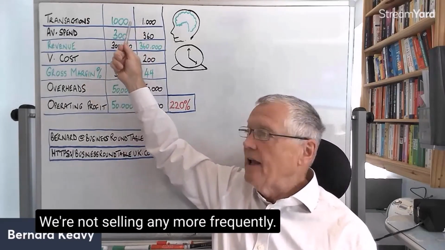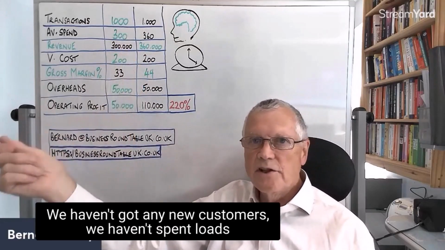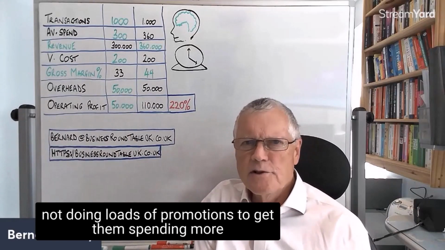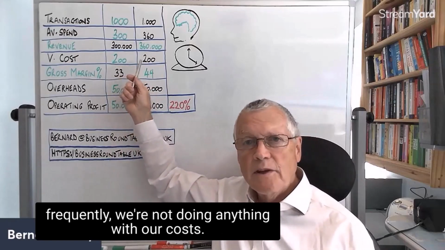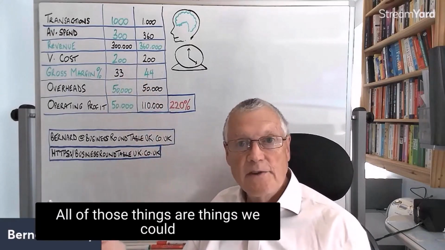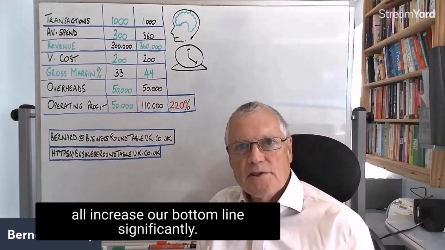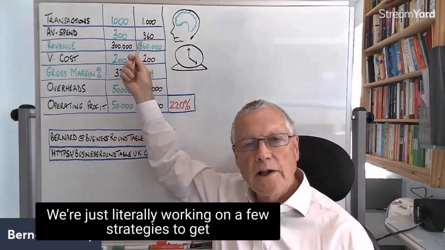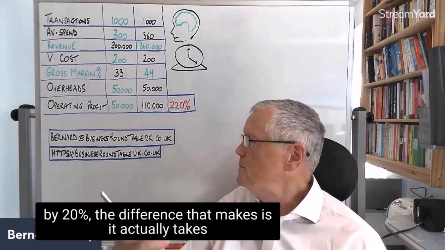We're not selling any more frequently, so our number of transactions hasn't changed. We haven't got any new customers. We haven't spent loads of money on marketing to get new customers in. We're not doing loads of promotions to get them spending more frequently. We're not doing anything with our costs. All of those things are things we could be doing, by the way, and they would all increase our bottom line significantly, but we're not doing any of that. We're just literally working on a few strategies to get the average spend each time someone buys from us up by 20%.